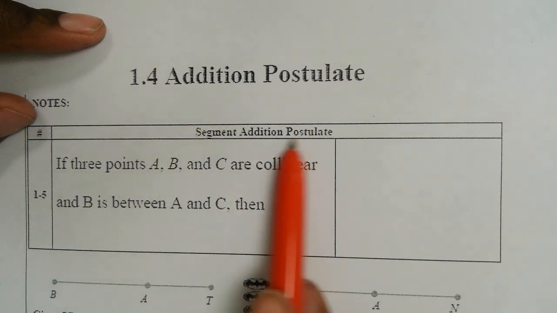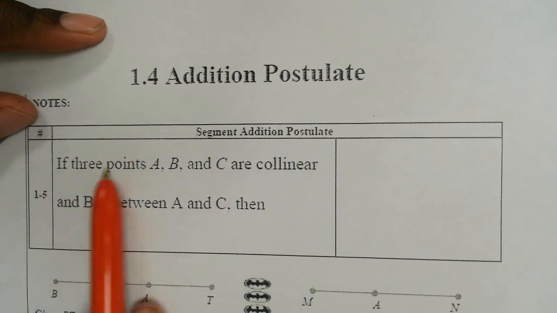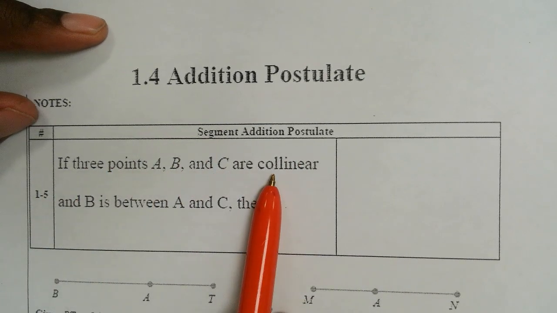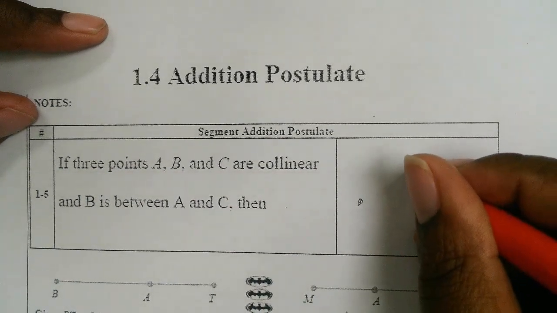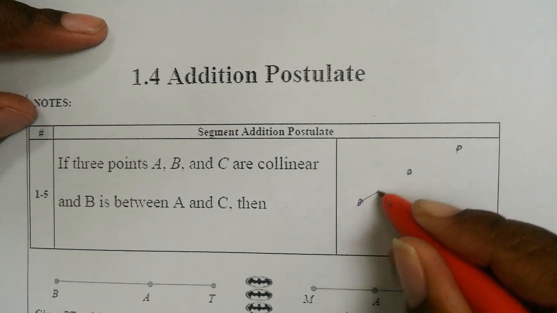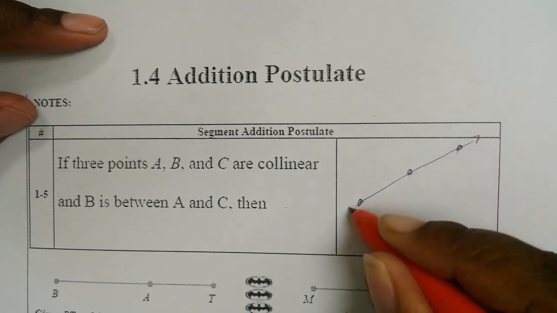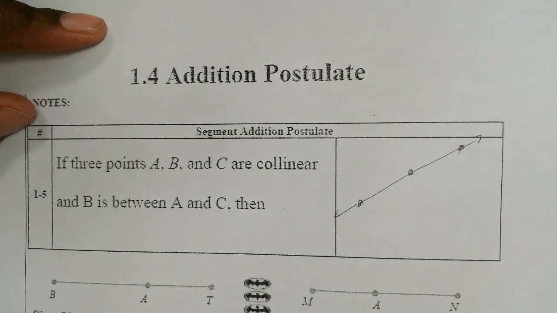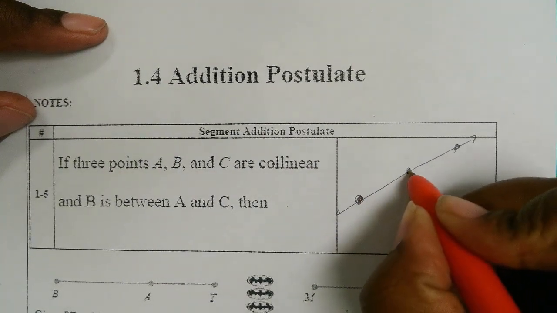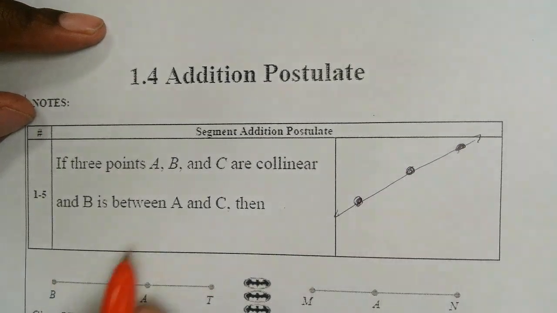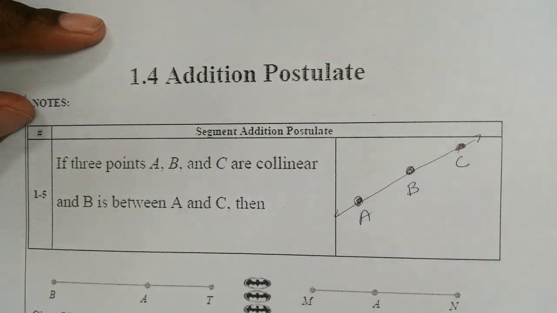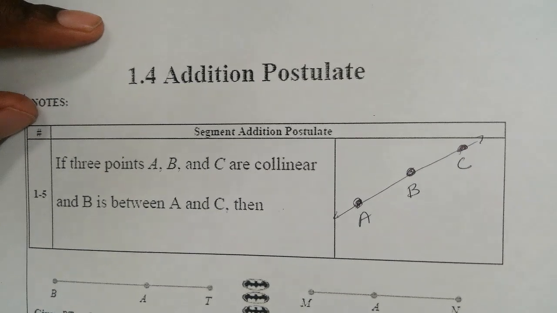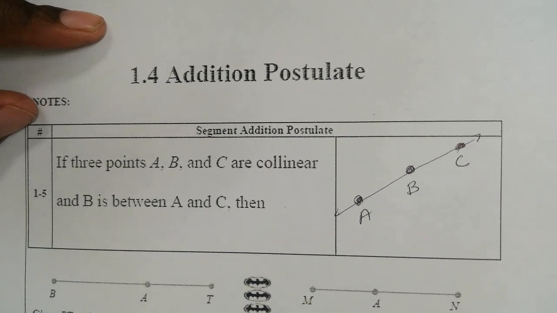So my segment addition postulate says if 3 points A, B, and C are collinear, if we remember collinear means they're on the same line. So I'm going to draw 3 points and I'm going to put them on the same line. Okay. They told me B is between A and C, so I'm going to say A, B, C, where B has to be in between it. They didn't say B was the midpoint, so it doesn't have to be halfway between it. It just has to be somewhere between it.